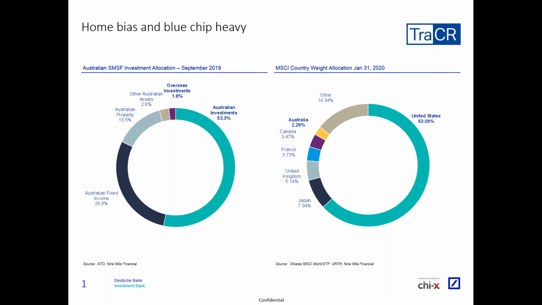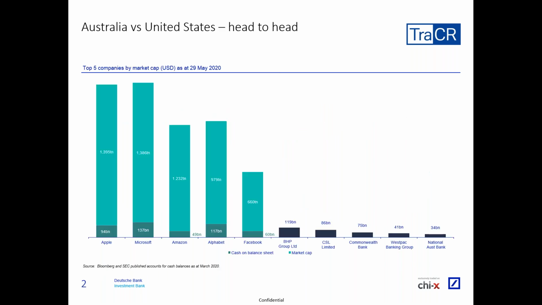The next slide, I think, is very simple, but it's fascinating when comparing Australia to the US. In slide 2, what you'll see is that the top 5 US companies by market capitalisation simply dwarf the top 5 Australian companies. In fact, there's no comparison. But take a closer look. We've included the cash on the balance sheet of Apple, Microsoft, and Alphabet. They each hold more cash than the total market cap of the majority of our top companies.